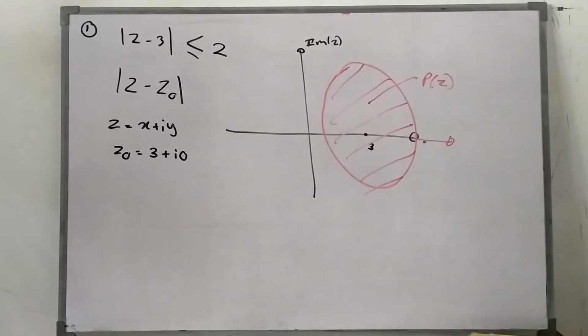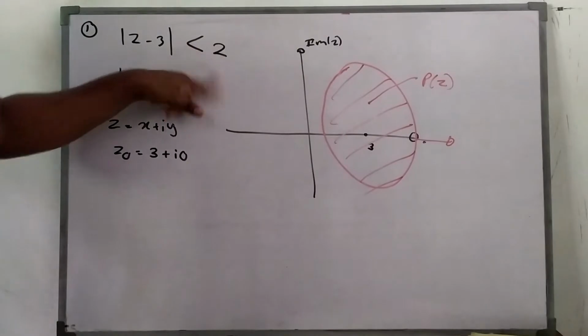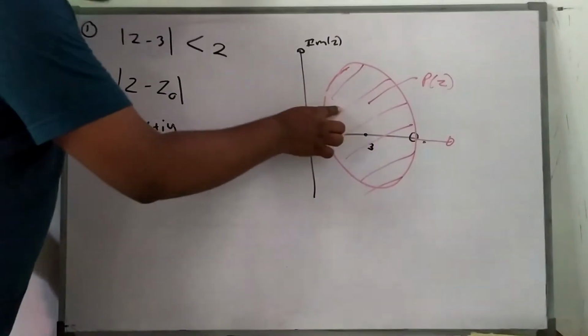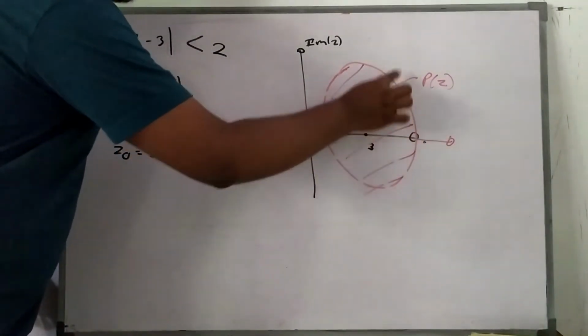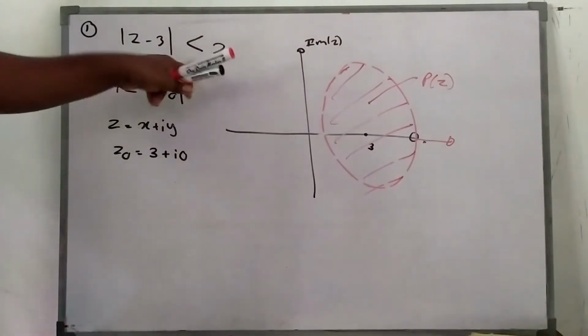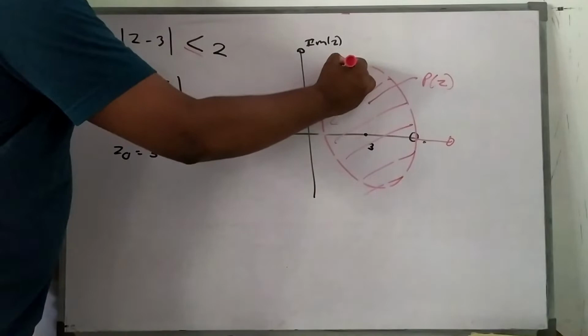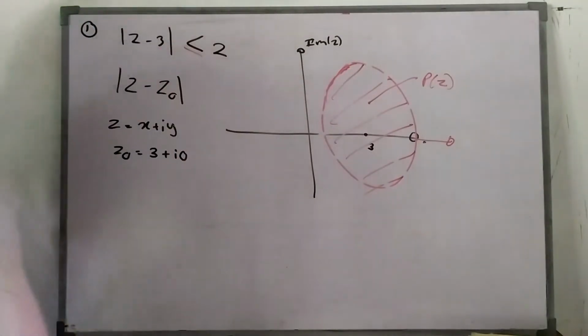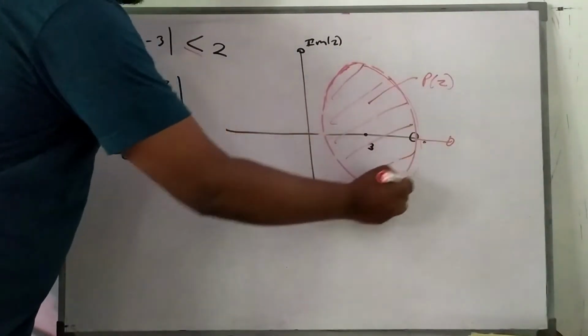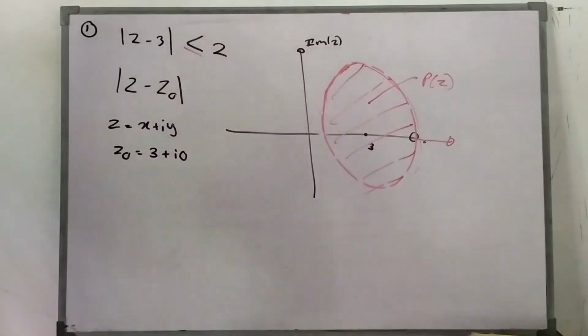So now you can understand what will happen if it's only less than 2, right? Then you just need to draw the dotted line, right? Dotted line if it is less than 2, right? But here it's less than and equal, therefore I'm drawing the complete circle. Okay, let's look at the next one. You can finish this, right? You can check your answers.